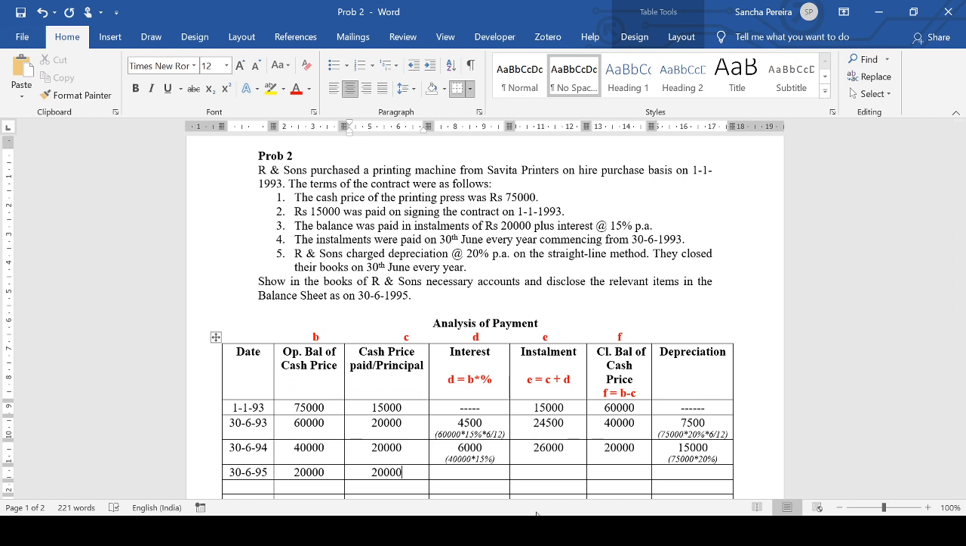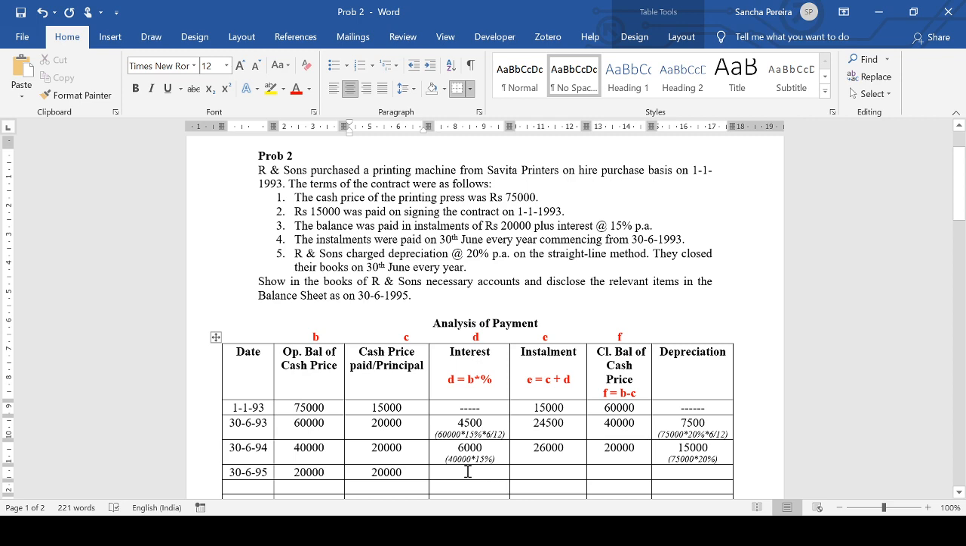Now, in the last problem, what happened? We knew this, and this interest was the balancing figure. Why did we consider it as a balancing figure? Because we wanted these two columns to tally so that we have a zero here. Now we don't need this because these two columns are automatically tallying. This automatically will become a zero.